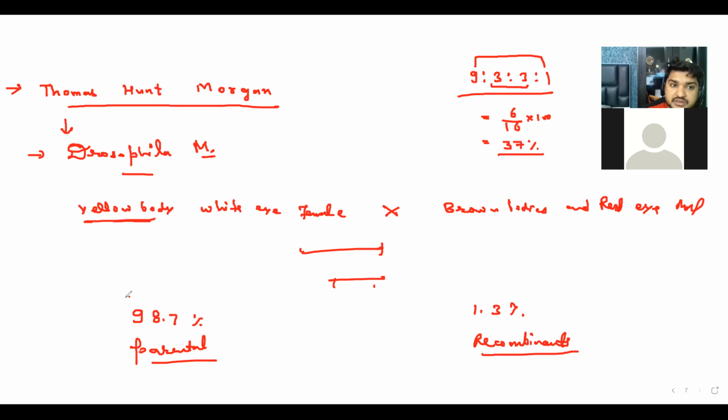Same thing. So finally Thomas Hunt Morgan realized that there is something else. He saw that maybe Mendel was right, but something is happening here. So just for surety, he conducted the other cross, a second cross.